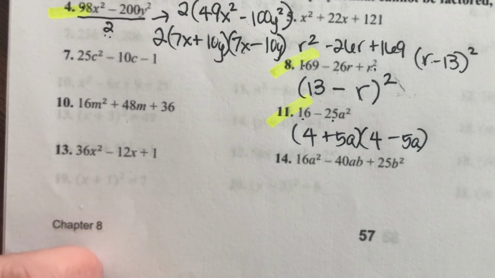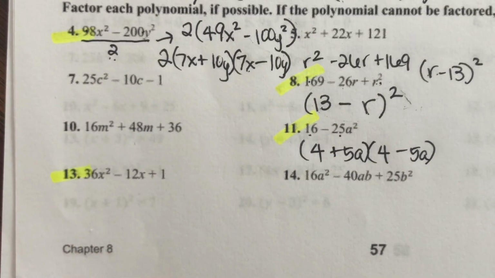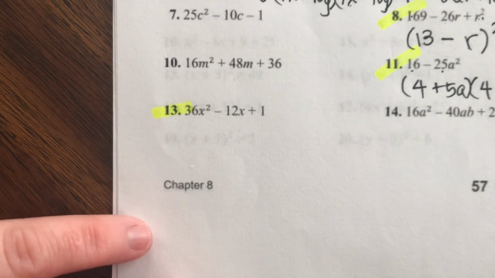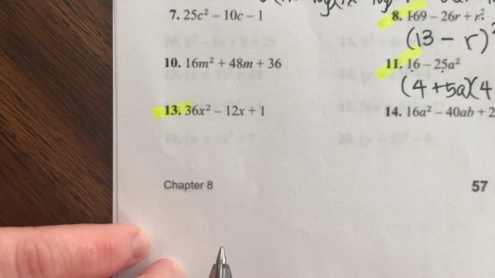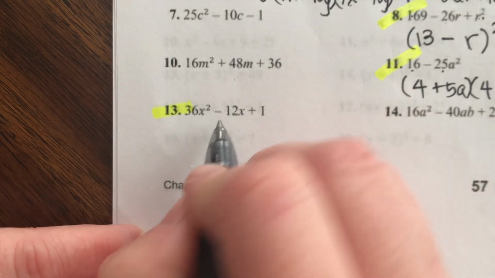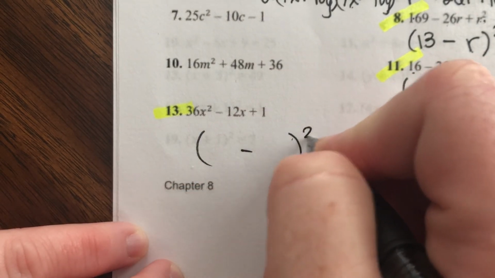Let's do one more. I want to do an example of today's thing. Let's do this guy, number 13. Perfect square trinomial. Let's just see if it's a perfect square. It looks like it might be, but let's see. All right, so here, if this is a perfect square trinomial, it's got a minus sign in front. So I know it's going to be something minus something squared.